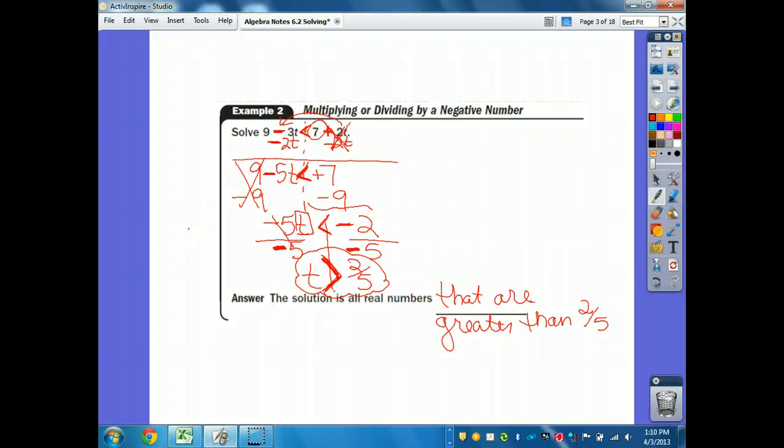Don't you have to flip the sign because it's a negative? We did flip the sign right here. It was less than, we made it greater than because we're dividing by a -5. So when you divide both sides by a negative, that's why we flipped it right here.